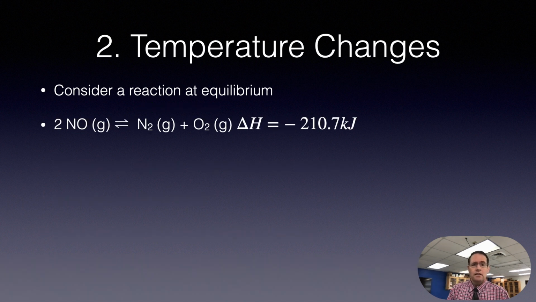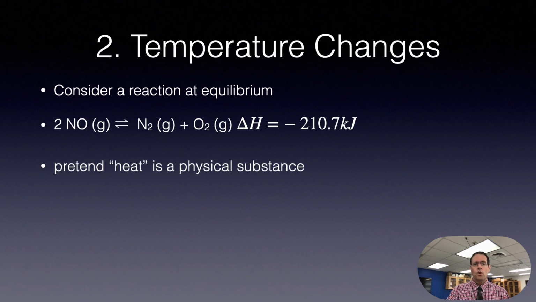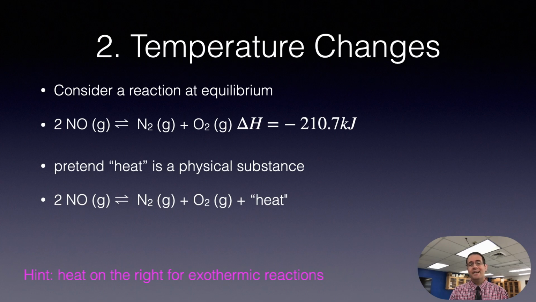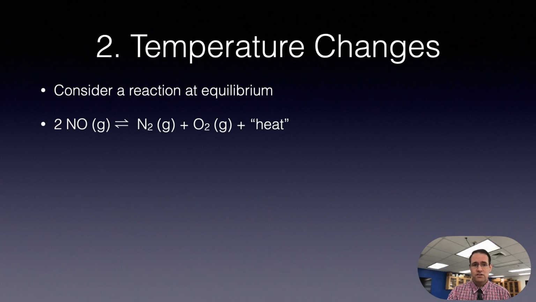All right, consider a reaction at equilibrium. So we've got nitrogen oxide in equilibrium with nitrogen gas and oxygen gas. And delta H is negative 210.7 kilojoules. Negative. Okay, so what do we do? We pretend, again, that heat is a physical substance. Heat for an exothermic reaction is written on the right. So we do that, and then we can ask some questions here, okay?